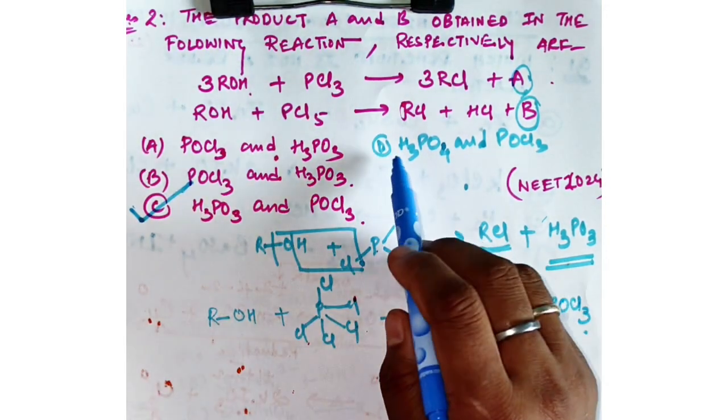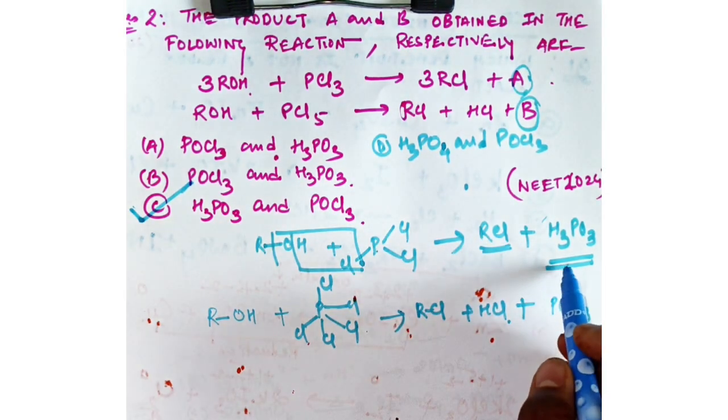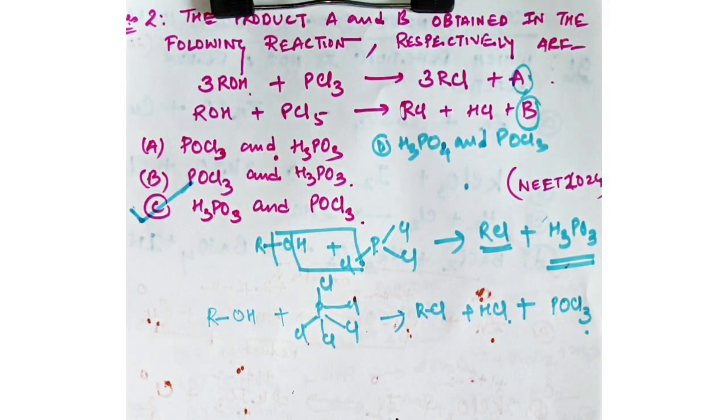So your answer is number C, not number D. See here, it is H3PO4, so this is not the one. Phosphorous acid is H3PO3. Okay, so we will go to the next question.